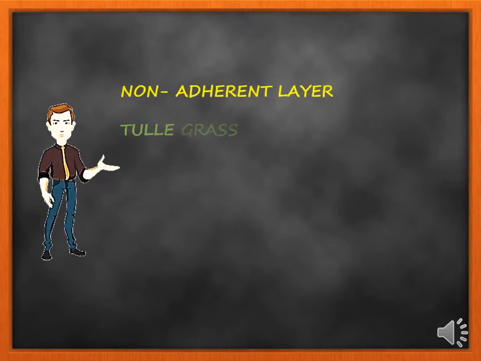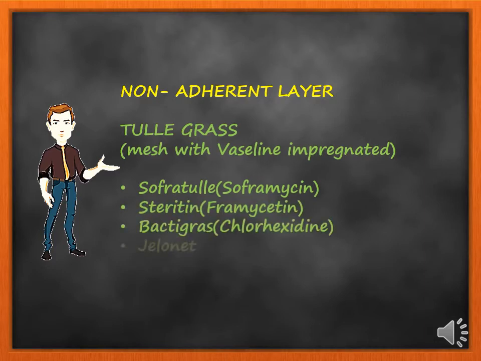What is used for the non-adherent layer is the tulle gras mesh, and the tulle gras is a mesh that is impregnated with Vaseline, and alongside there could be antibiotics impregnated with the mesh as well. So examples of tulle gras include Sofra-Tulle, wherein the antibiotic present is soframycin. So alongside the mesh and the Vaseline, you have soframycin as the antibiotic, and then you have Steritin.